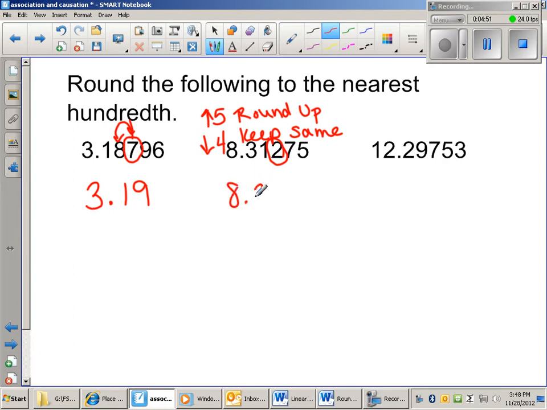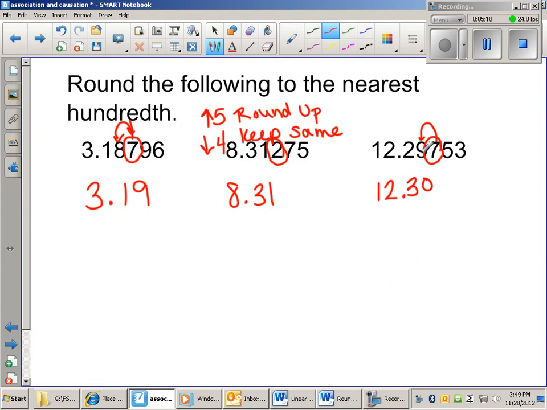Lastly, if I look at the third value here, it is 7. 7 is larger than 5, so it's going to round this 9 up. Now this is a little unique here because I have 0.29, but if I round this 9 to a 0, this is really going to change to 12.30. So that's kind of a unique case when I would have to round this 29 to a 30.